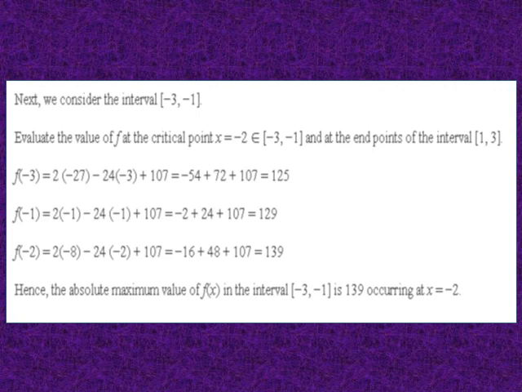Clear? So finding f(-3), which is equal to 125, f(-1), which is 129, and f(-2), which is 139. So we can see that the absolute maximum value of the function in the interval [-3, -1] is 139, which is at the point x equals -2. I hope I am clear. So pause and note down the solution.